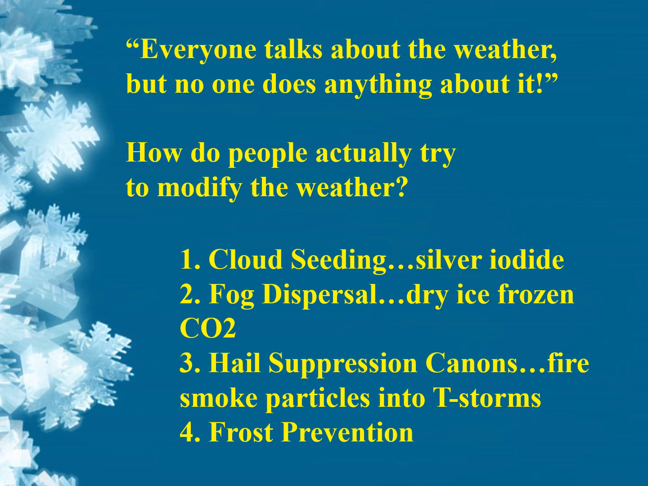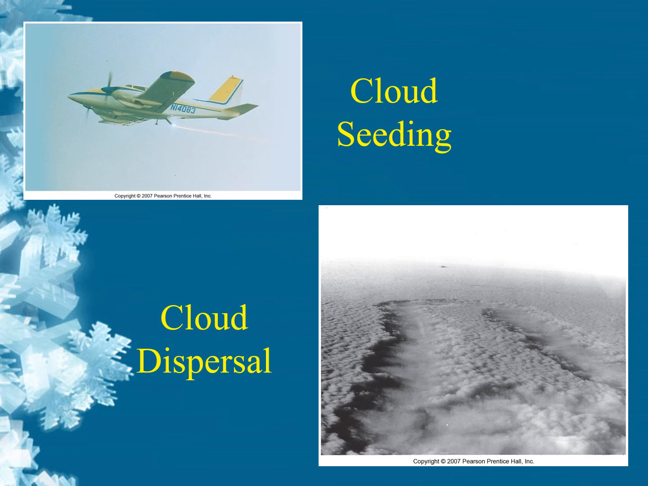Frost prevention, we do some of that with agriculture, especially citrus fruits. So this is an example of cloud seeding. Cloud dispersal, I guess they attempt to try to do that. That would go back to that thing with the hail suppression, I suppose.